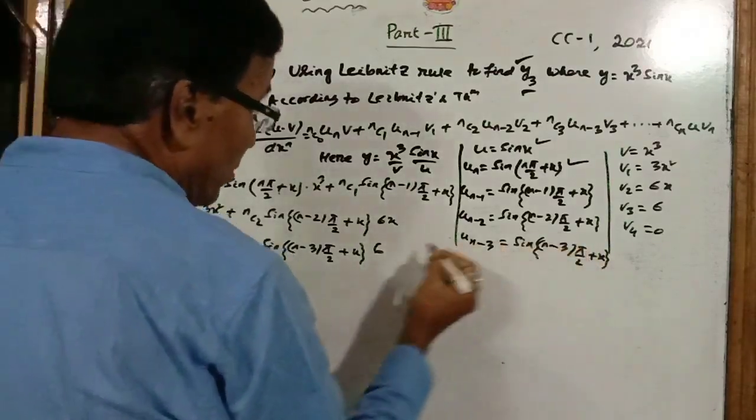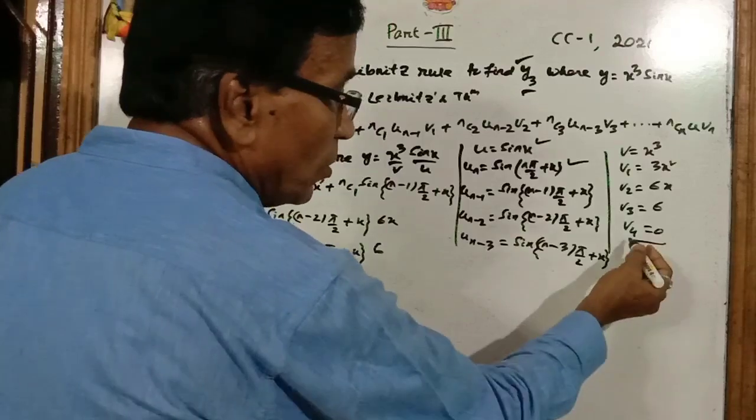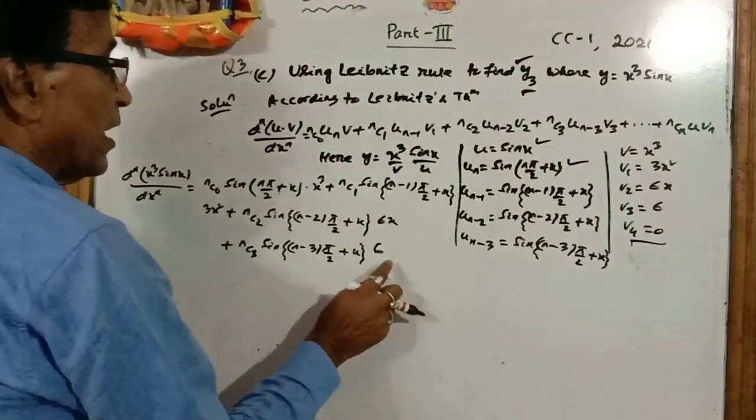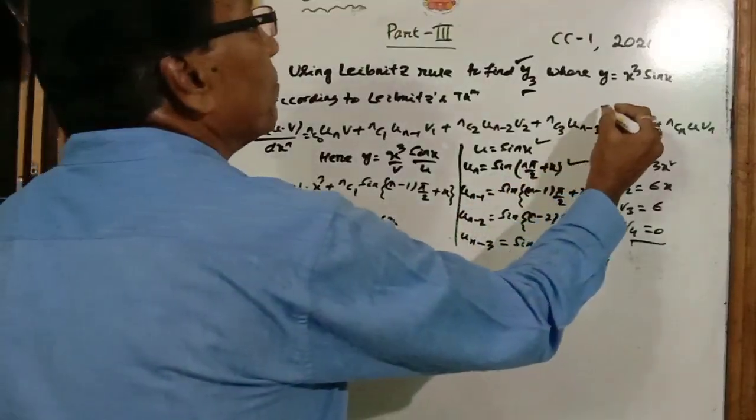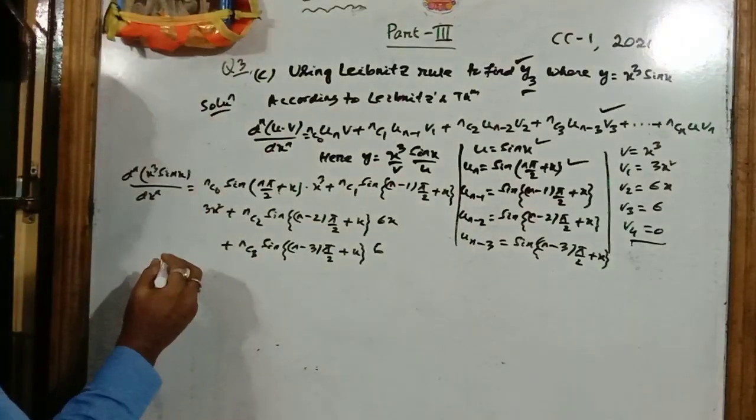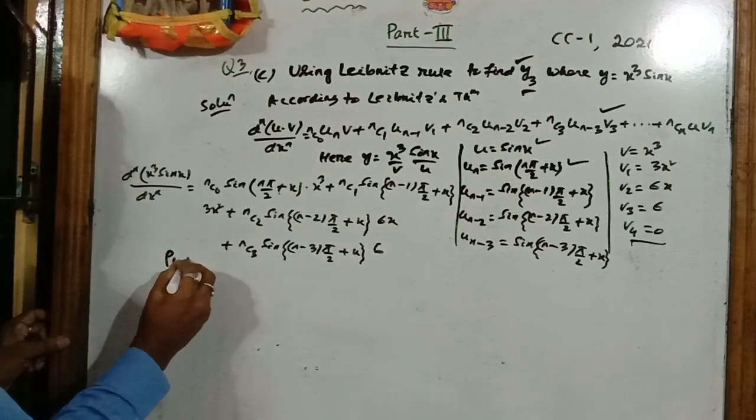And onwards it will be 0. Why 0? Because V4 is equal to 0. So V4 being 0 means V5 also 0. So we will take up to this term, next onwards it will be 0. Now, putting n is equal to 3.